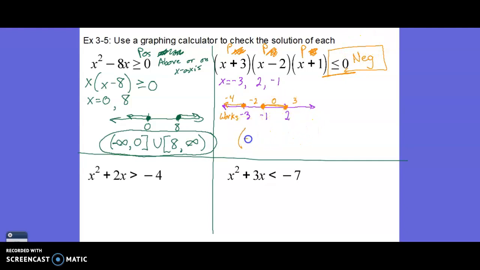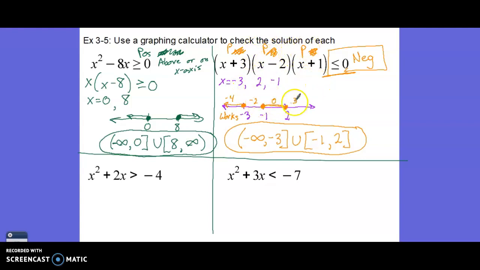So what's my answer? Remember, infinity always has a parenthesis, but then -3 will have a bracket. And then -1 will have a bracket until we get to 2. Notice I'm writing down the values that I want, that my endpoints are, not the numbers I put in for x.